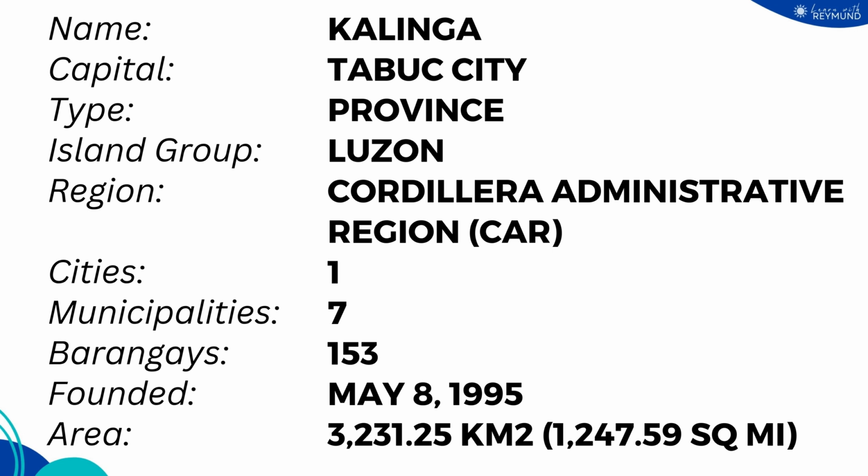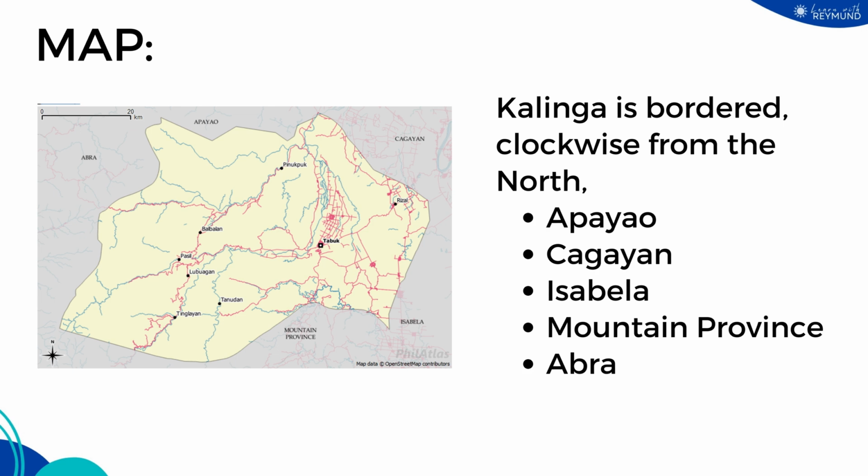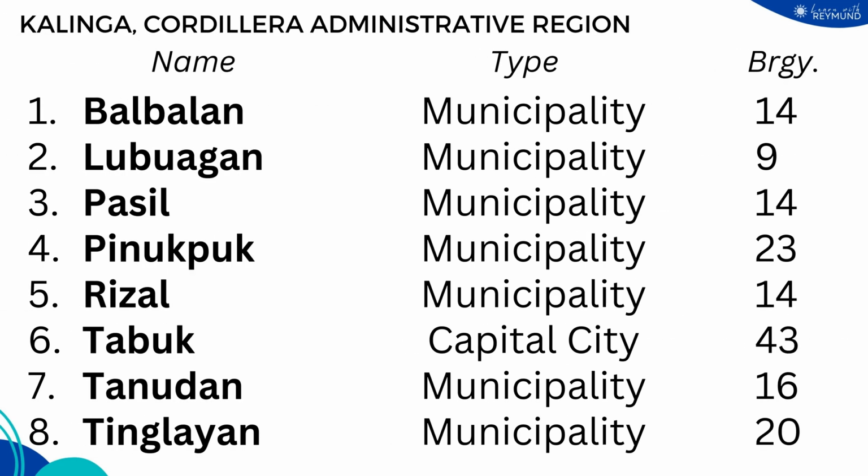It was founded on May 8, 1995, and the total land area is 3,231.25 kilometers squared or 1,247.59 square miles. The province of Kalinga is bordered clockwise from the north by Apayao, Cagayan, Isabela, Mountain Province, and Abra. Here are the different municipalities and city comprising the province of Kalinga in the Cordillera Administrative Region or CAR.